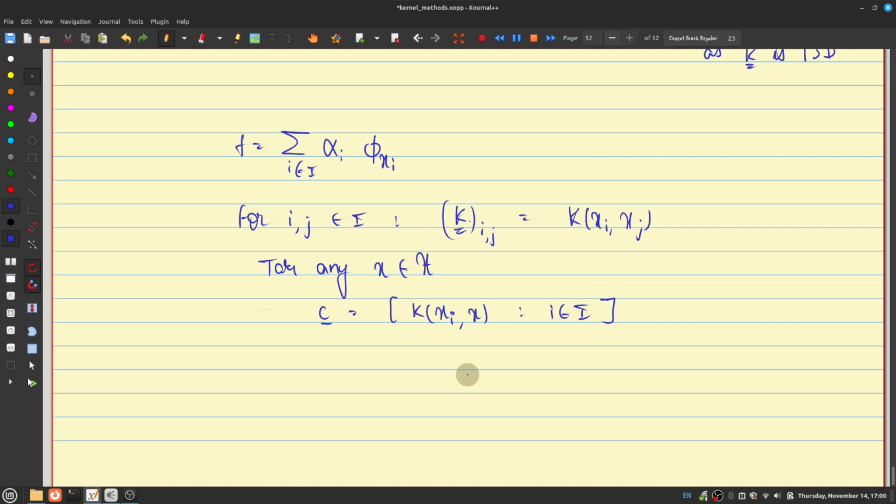I'm just defining this vector. So this set I and the alpha_i's essentially define f. The same thing, I can basically represent f using this kernel. I'm just taking the kernel or the Gram matrix corresponding to this collection of x_i's. That's it.